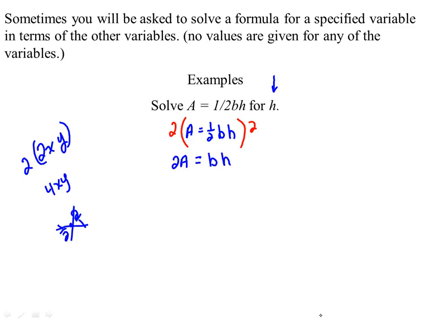Now I need h by itself, which means I need to get rid of b. That says b times h. What's the opposite of multiplication? So we're going to divide both sides by what? What we need to get rid of. So we have 2a over b is equal to h.